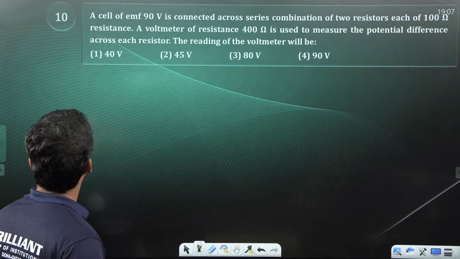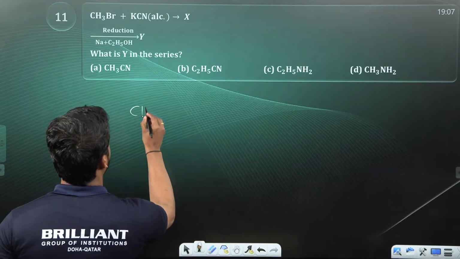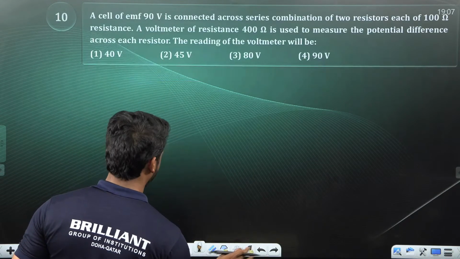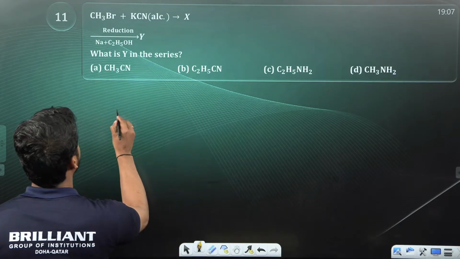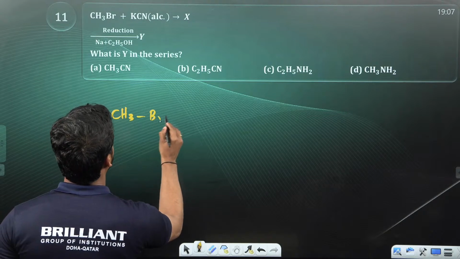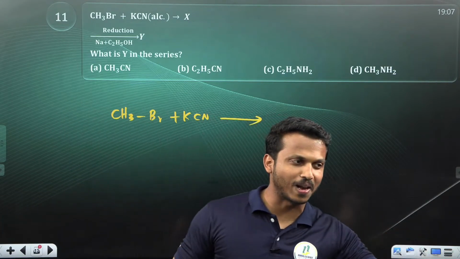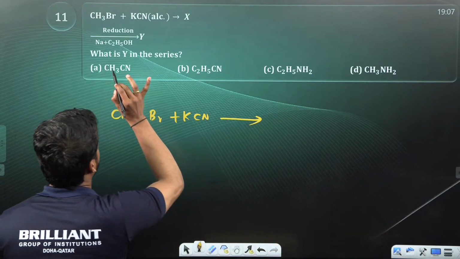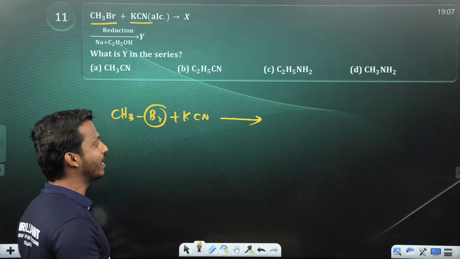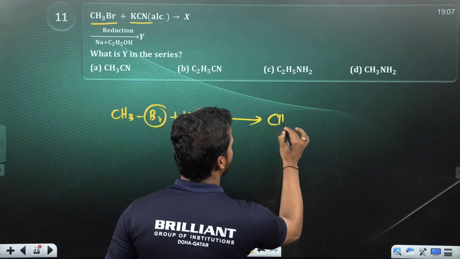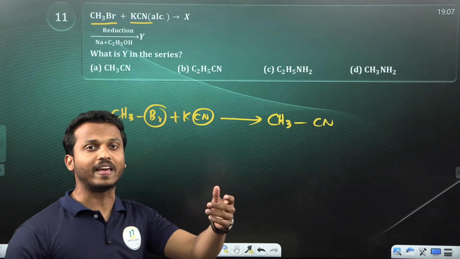Question number one, a very simple reaction, that is CH3Br. CH3Br is the compound methyl bromide, right? CH3Br reacts with alcoholic KCN. You know this is a nucleophilic substitution reaction. So what happened? You will get CH3CN, methyl cyanide or ethane nitrile.